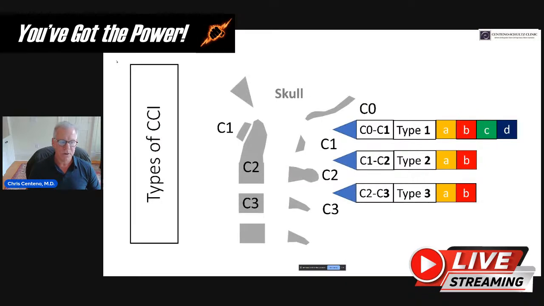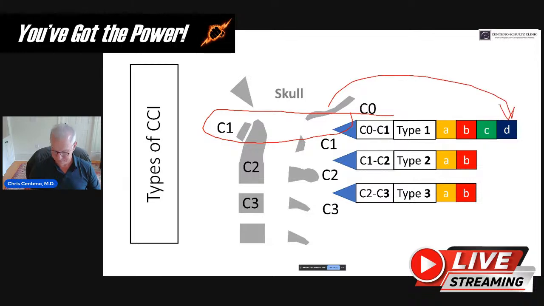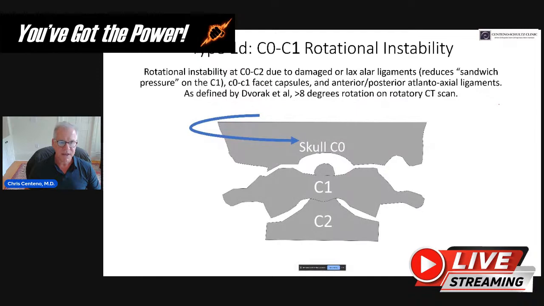As you all know, I've developed a CCI typing system because each specific diagnosis and type of CCI requires that different ligaments are targeted. Today we're going to talk about CCI type 1D. The type 1 CCIs refer to C0, C1, and 1D is rotational instability at C0, C1. Let's draw that out here.